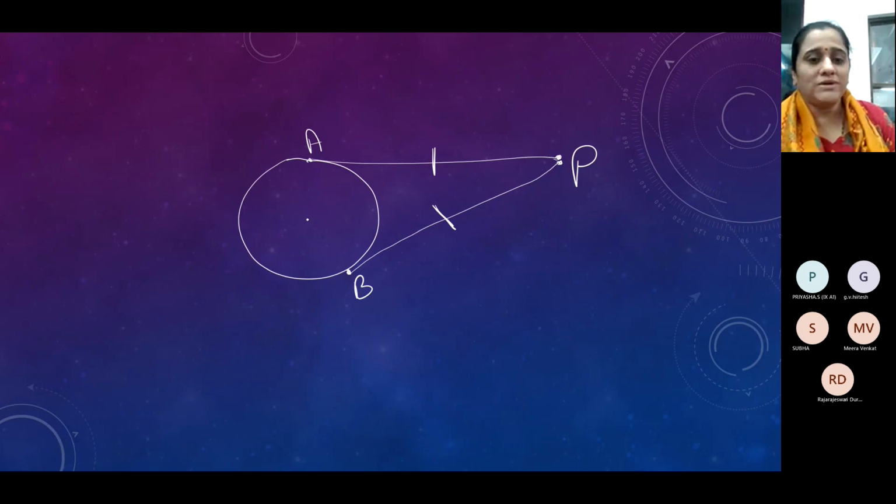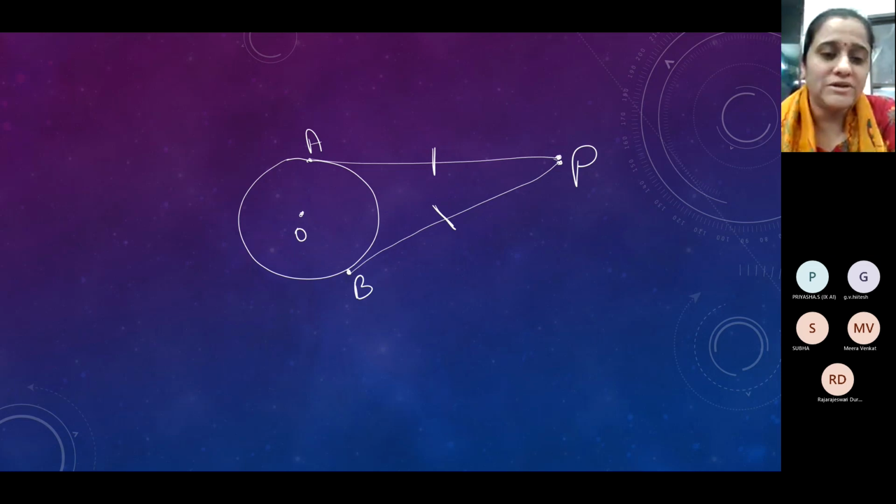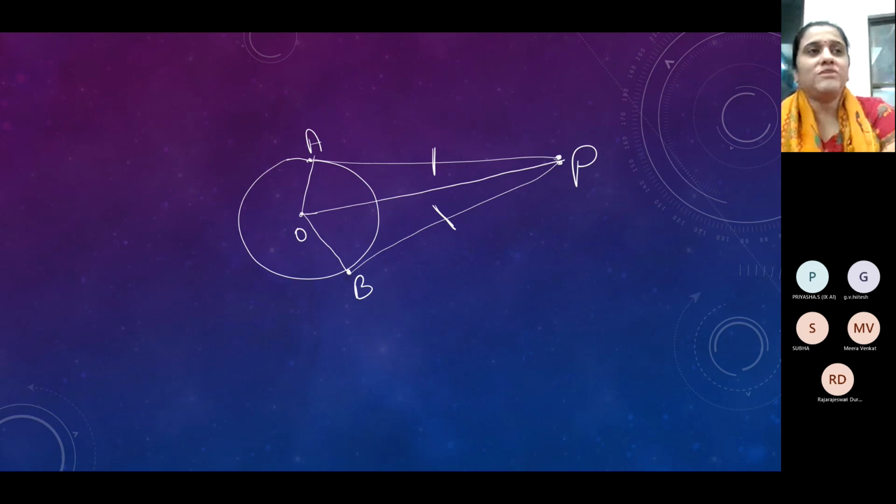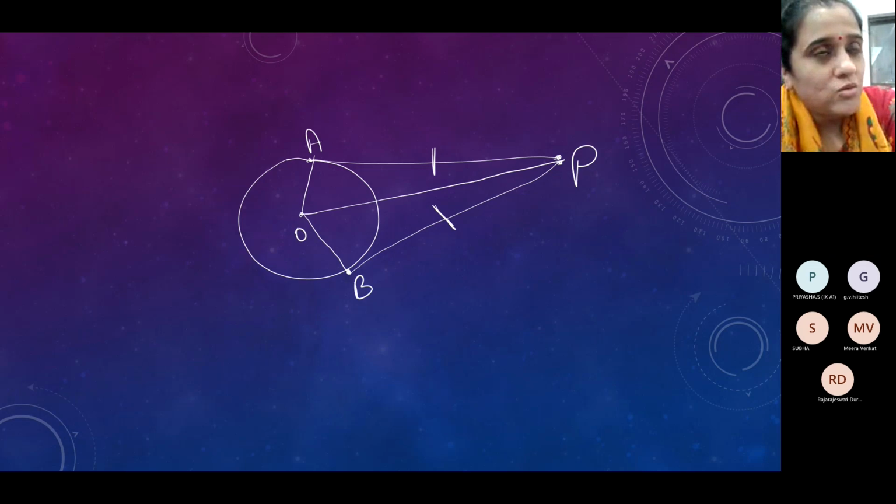Fine. Now let me connect. This is the center of the circle. Let me join OA and OB. And so OA and OB are radii of the circle. Let me also join the center of the circle to the external point P. What is the first thing we understood? PA is equal to PB. Tangents drawn from an external point of the circle are equal in length. That can be proved. We'll see it later.